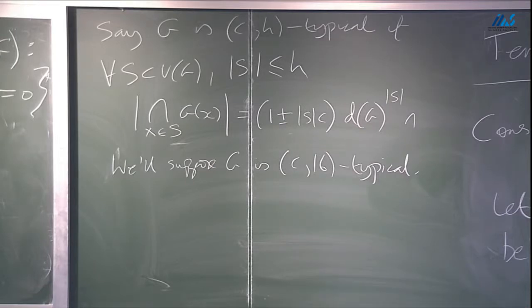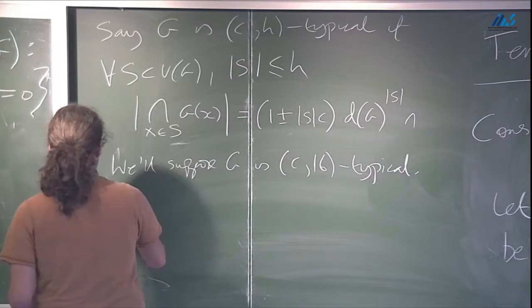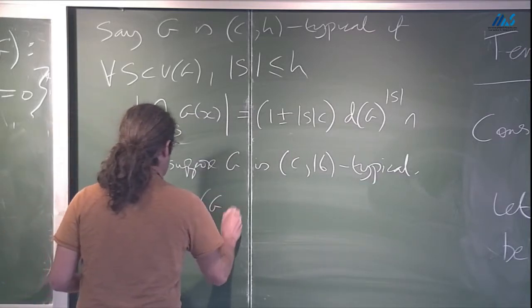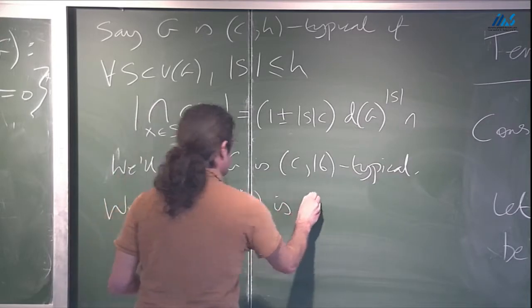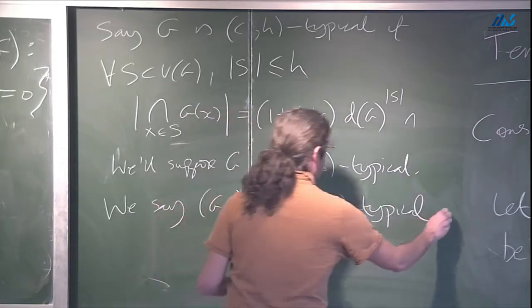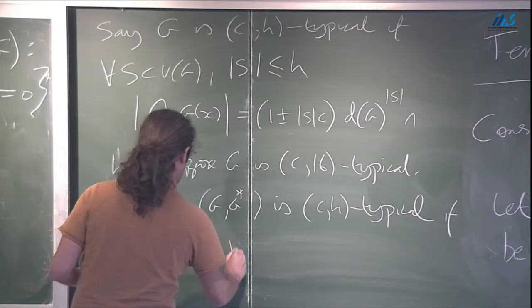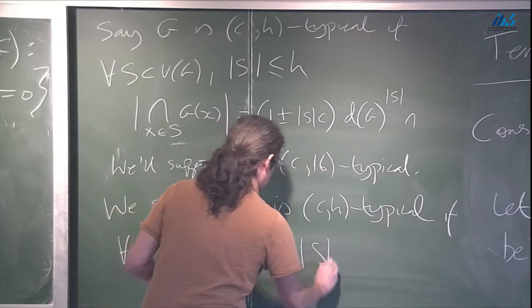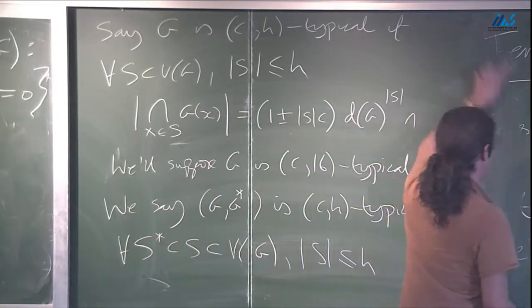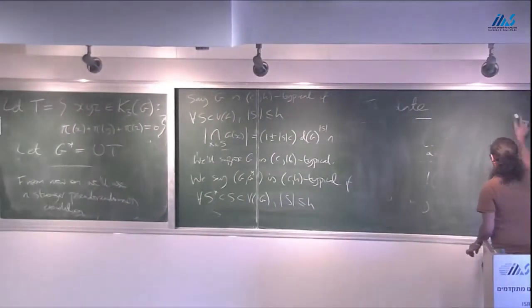Now I want to say something about G star. And actually I want some joint typicality between G and G star. I want to say, if I take some subsets... well, I'll write it. So we say G star is CH typical if for all S star contained in S contained in E of G, size of S at most H, we say something about common neighborhoods where some things are connected in G and some things are connected in G star.